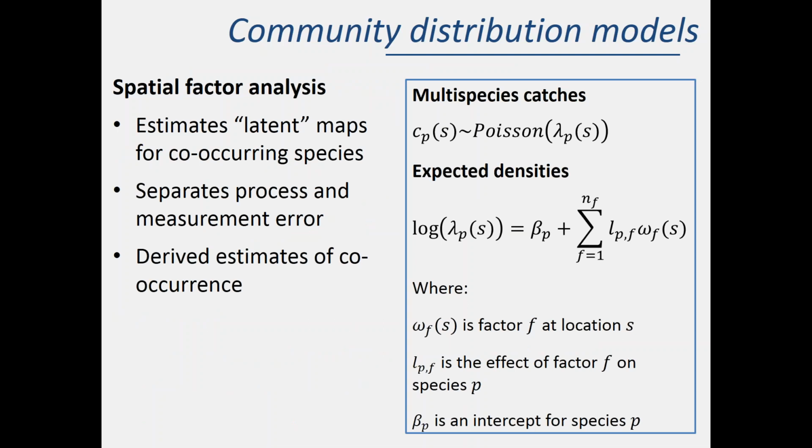So writing out the model, you can write it like this, where it estimates some latent mass, which I call factors. It separates process and measurement error. So the measurement error is in that Poisson distribution, or you could have a negative binomial, or you could scale this up to a delta model or whatever. And it derives the covariance between species from the loadings matrix that you estimate. So that's the kind of co-occurrence among species or among diseases or whatever is predicted from that loadings matrix.